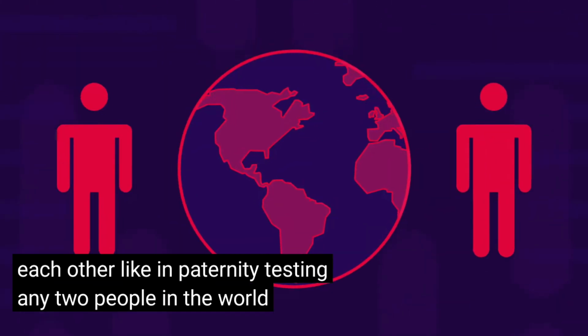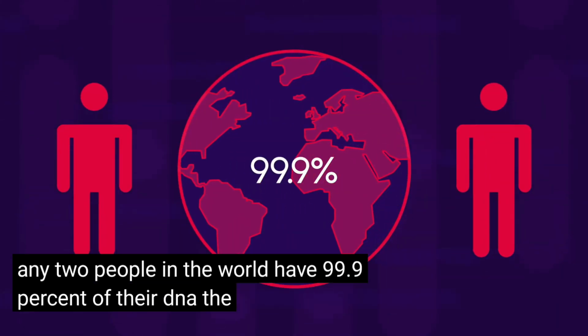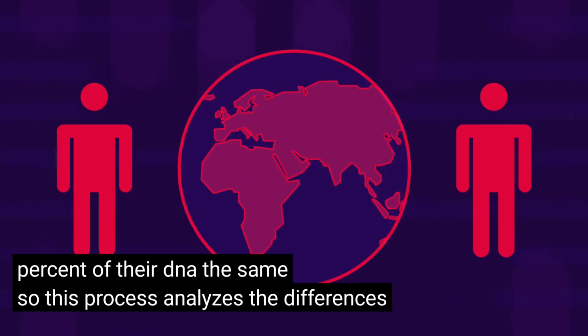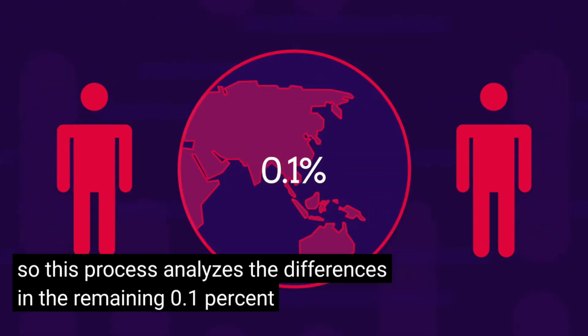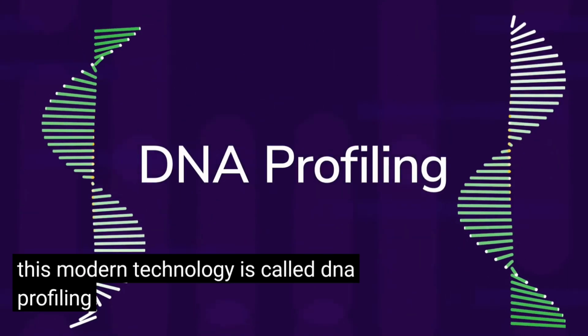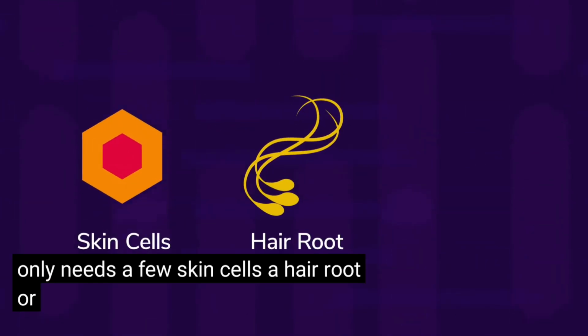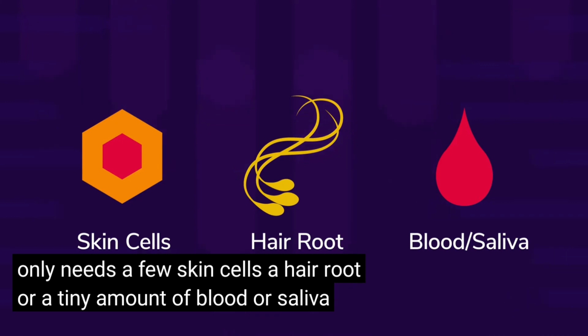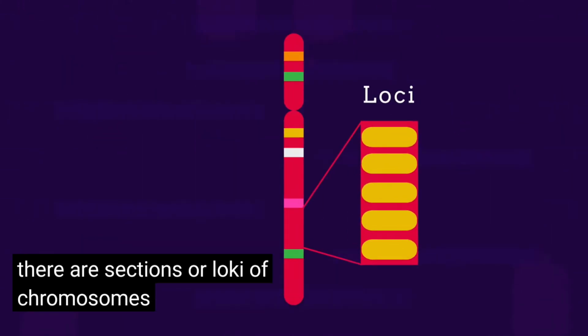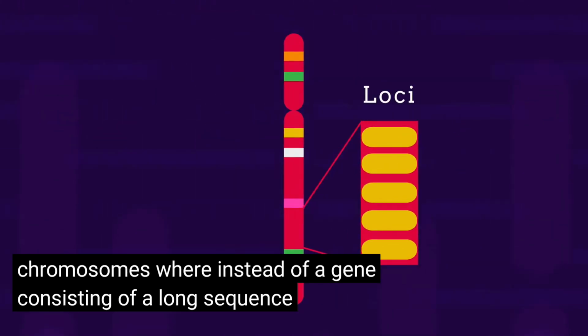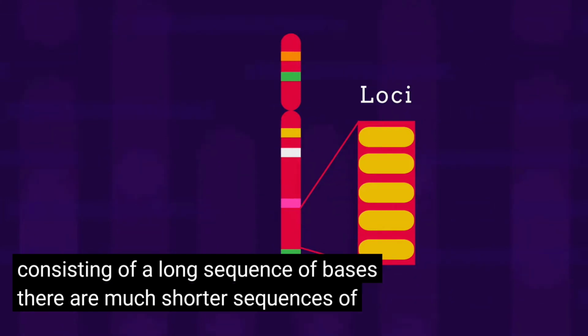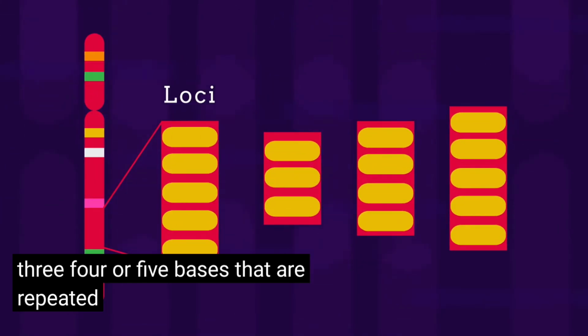Any two people in the world have 99.9% of their DNA the same, so this process analyzes the differences in the remaining 0.1%. This modern technology is called DNA profiling. It's a very sensitive technique which only needs a few skin cells, a hair root, or a tiny amount of blood or saliva. There are sections, or loci, of chromosomes, where instead of a gene consisting of a long sequence of bases, there are much shorter sequences of 3, 4, or 5 bases that are repeated many times.